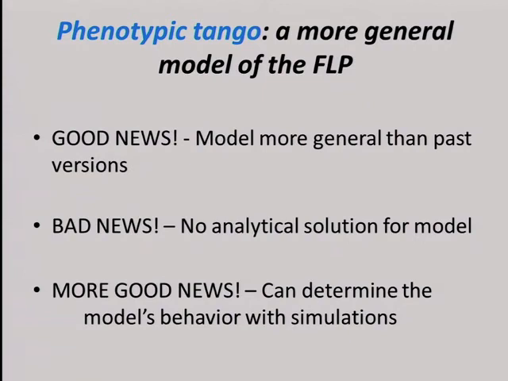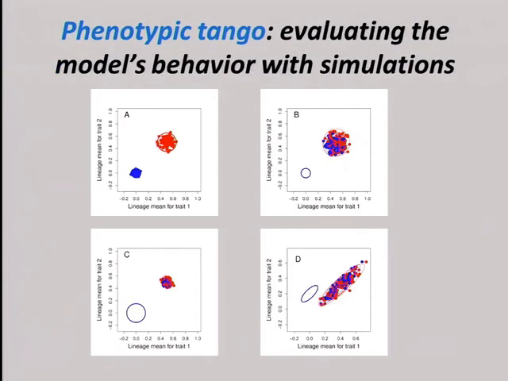And so I'm going to show you what the model behavior looks like with a few simulations. But I can't spend a lot of time on it because we've got to get to the test. But let me tell you about the model. So here's the lineage mean for trait 1, ornament 1, lineage mean for trait 2, and here are a bunch of means in the population.